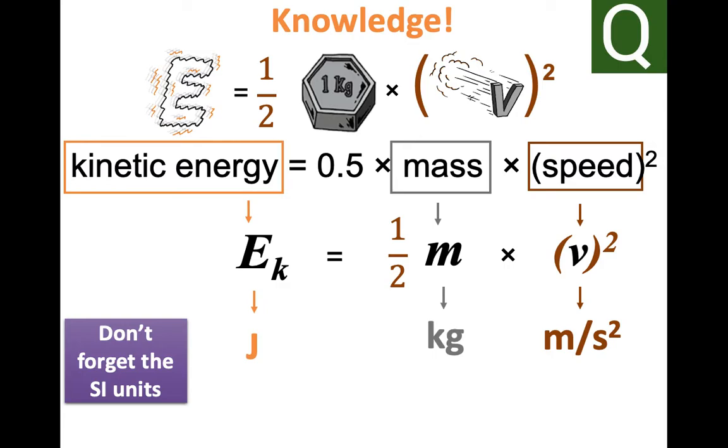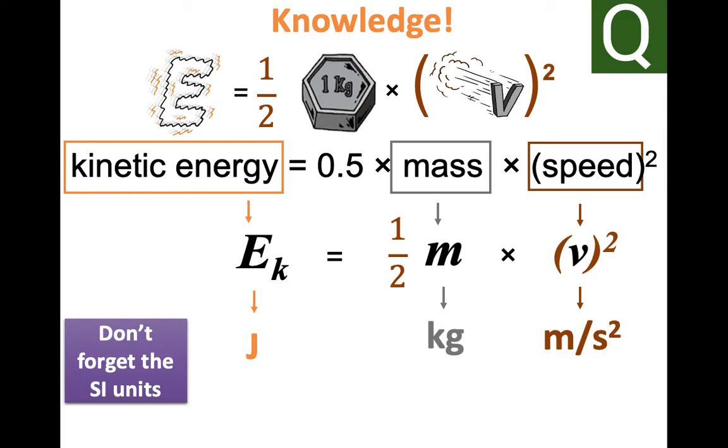So kinetic energy is 0.5 or half times the mass times the velocity squared. This can also be written as EK, or energy kinetic, is the result of half times mass times velocity squared.